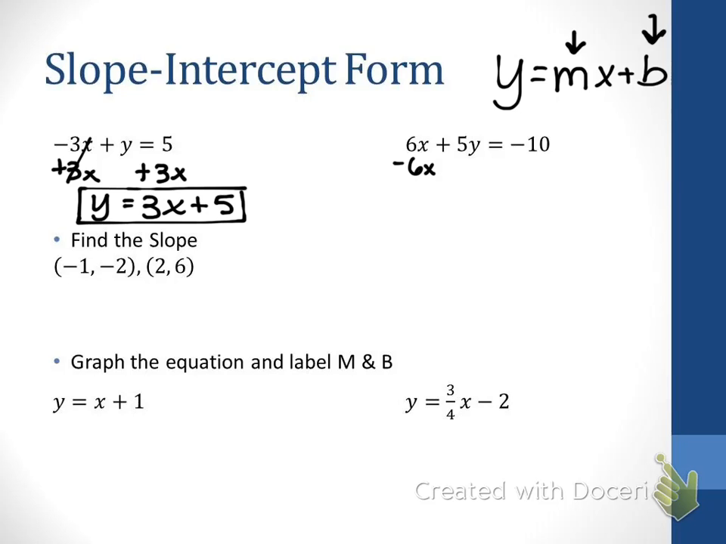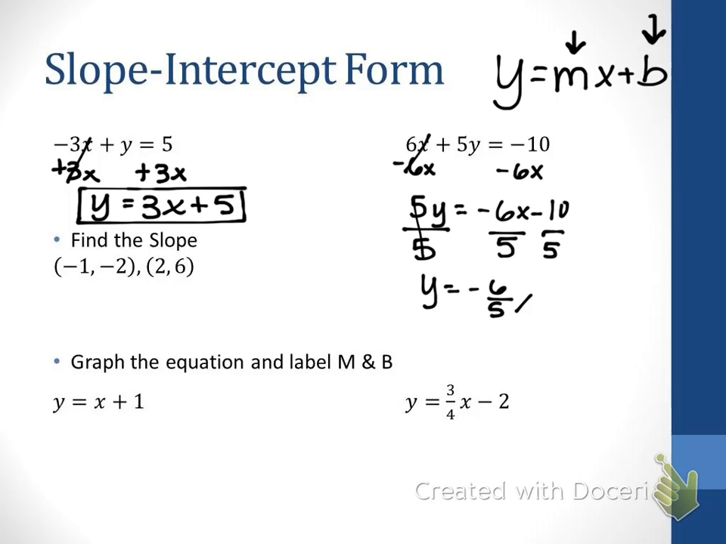Subtract 6x. Remember, we do not want to divide by 5 yet, even though we say, oh, I need to get y by itself. Okay, so we're going to say 5y equals negative 6x minus 10. Then what would I do? Divide everything by 5. Very good. So what I have now is y equals negative 6 over 5 x. You say, wait a second, that's a fraction. That's okay, because remember, m is rise over run. Then minus, what's 10 over 5? 2.